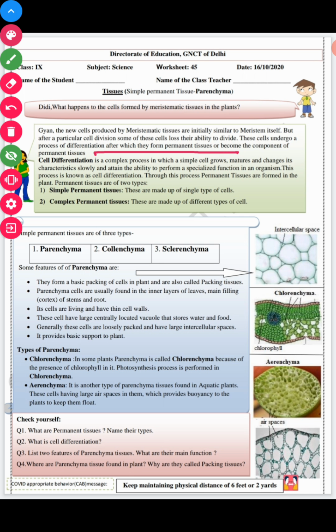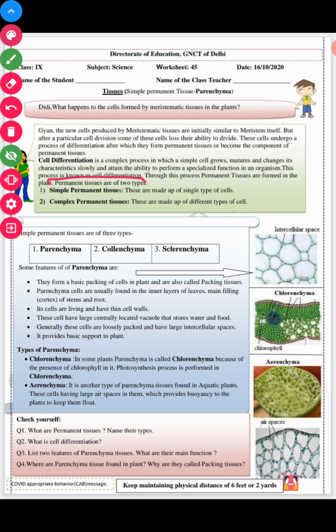It is a complex process in which a simple cell grows, matures, and changes its characteristics slowly and attains the ability to perform specialized functions in an organism. Means cell differentiation is a complex process in which a simple cell grows, then matures, and then changes its characteristics slowly and attains the ability to perform specialized functions in an organism. This process is called cell differentiation.